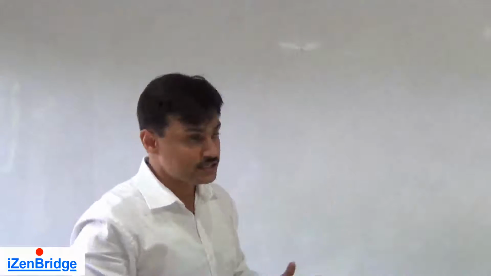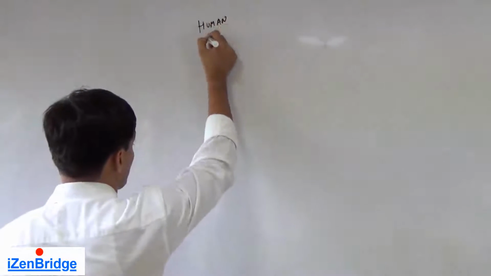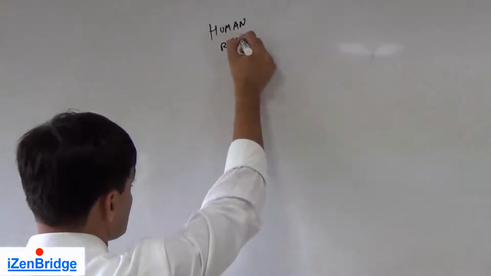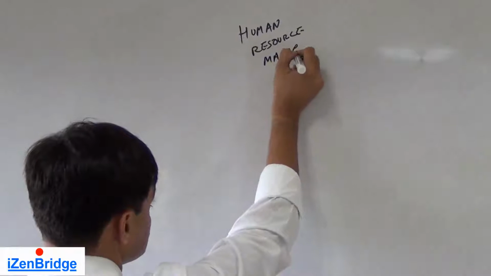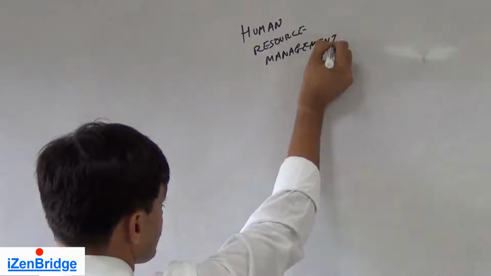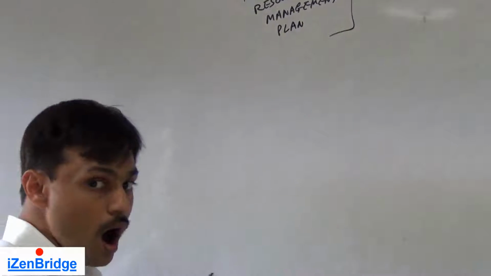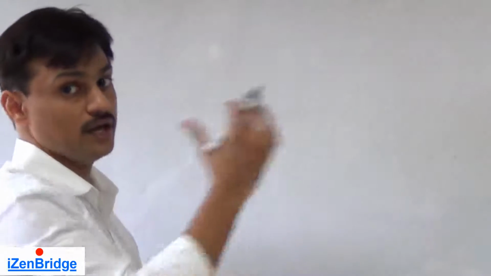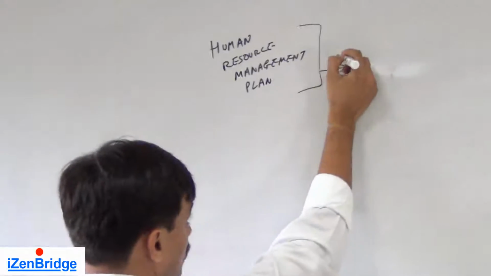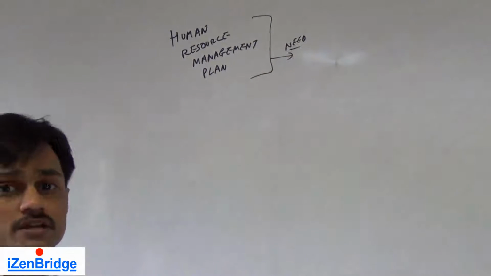Before acquiring, we need to know the requirement, the need, and we get the need from human resource from our human resource management plan. This tells us how, when, what type of skill we need in our project. So need comes from here. What do we need?